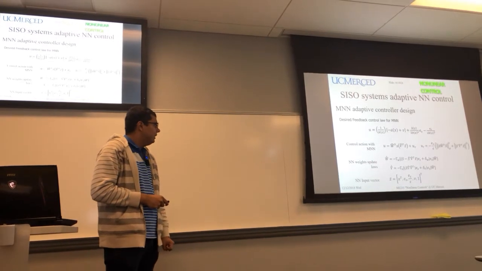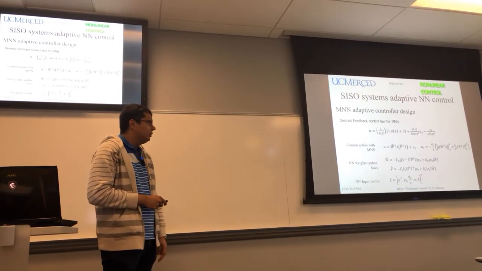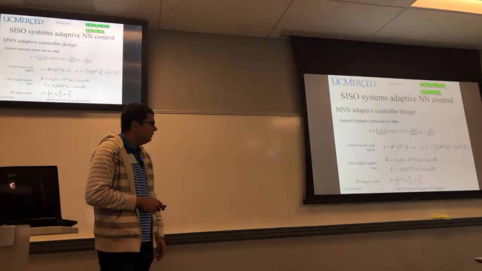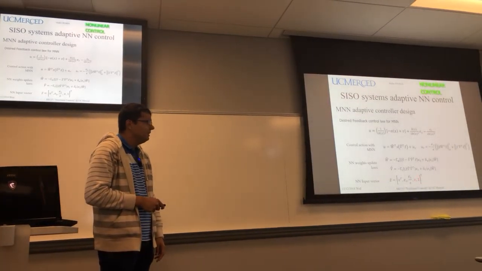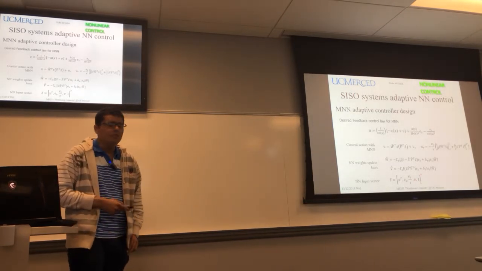Here, again, the neural network update laws. We have two layers, so W, V, and the input vector. In this case, the input vector has a bias term at the end. This bias term is required for robustness issues in our system.